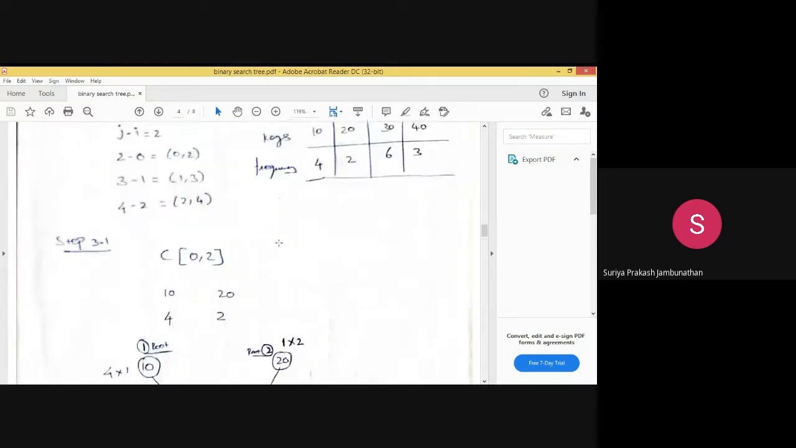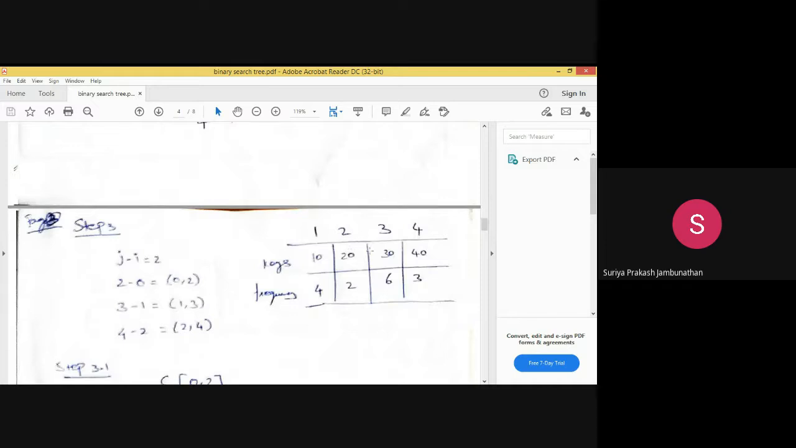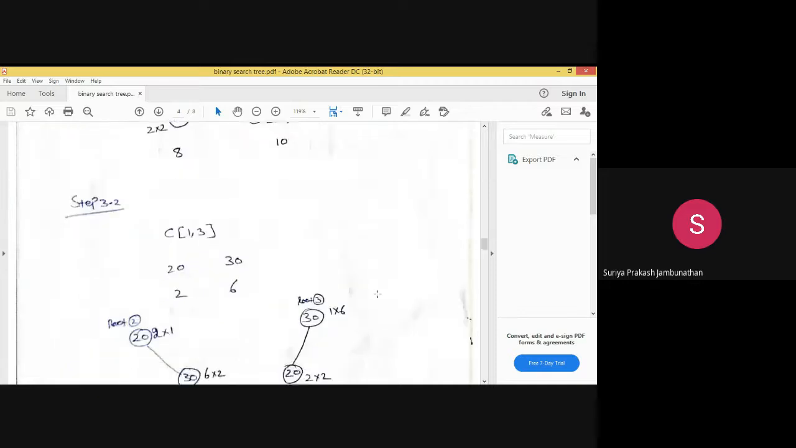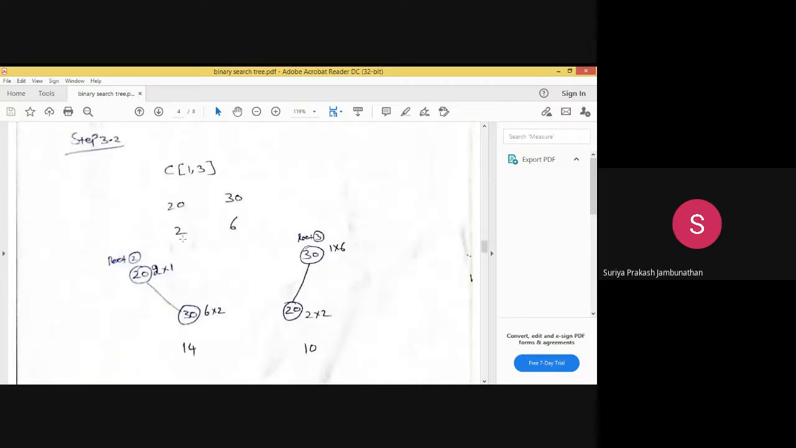So we have to consider 2 and 3, because we should take the second position and third position. So 20, 30, the frequencies 2 and 6 we are considering. So 20 we will put as a root node first, 30 will be the leaf node. Again it will go the other way, 30 will go as a root node and 20 will come as a leaf node.